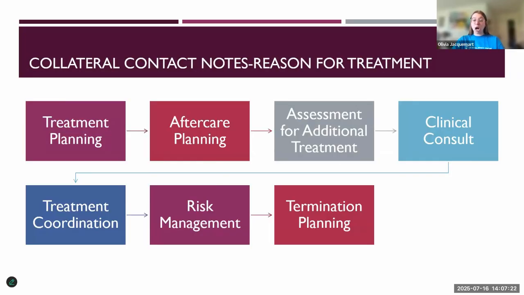So then collateral contact with others is important for a few reasons. Others that are involved in the client's care can provide important information such as treatment planning, aftercare planning, assessment for additional treatment, clinical consultations, treatment coordination, risk management, and discharge planning. A lot of these items can help with clinical justification. A brief summary of goals, objectives, and/or interventions addressed, supported or reinforced during this consultation.